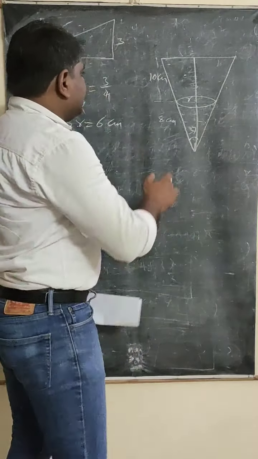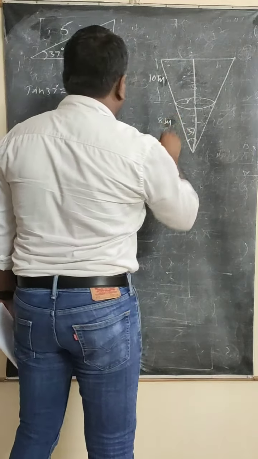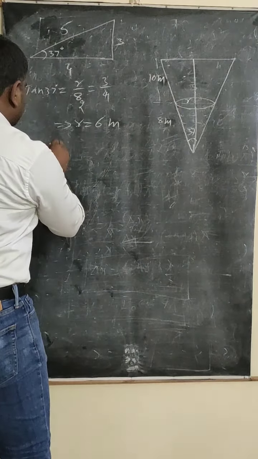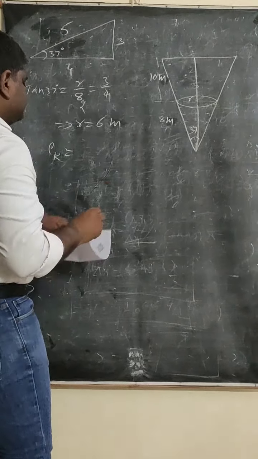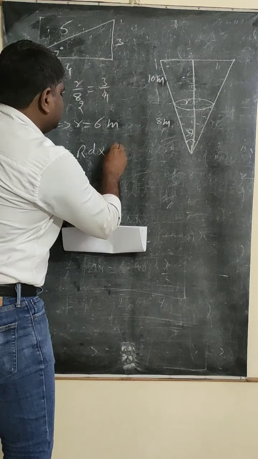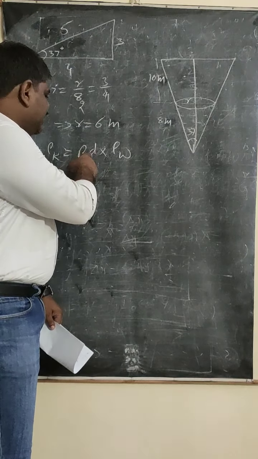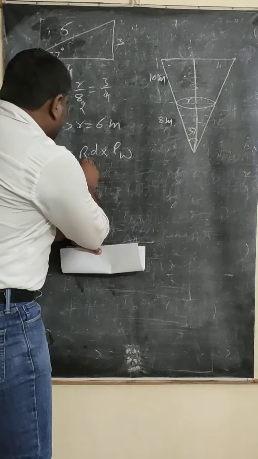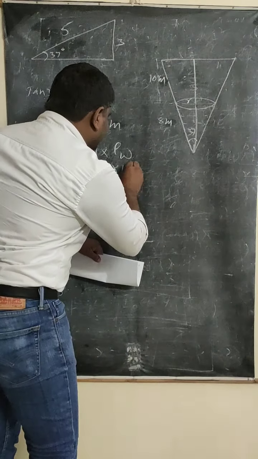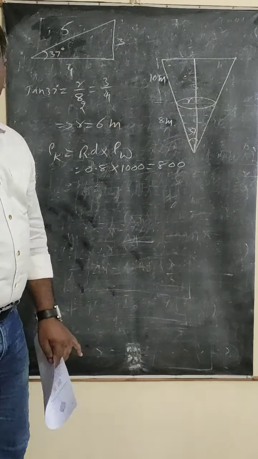It is given as 10 meters, and 8 meters, not centimeters. That means the density of the object, or the density of the kerosene, rho K, is equal to relative density into density of water. Relative density, how much is given? It is 0.8, into density of water, which we take as 1000. That is equal to 800. So 800 is the density of the kerosene.